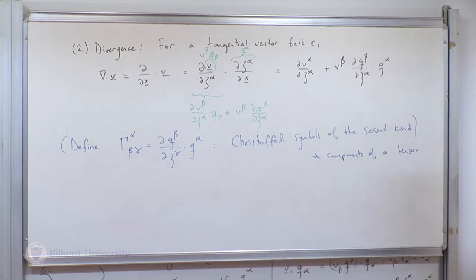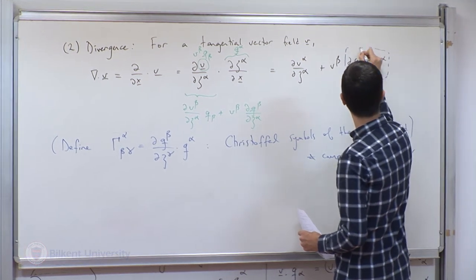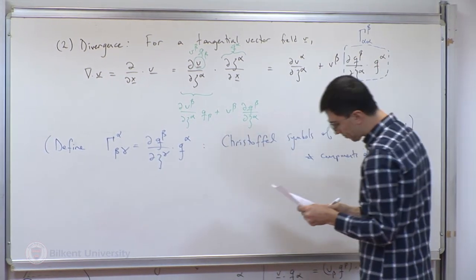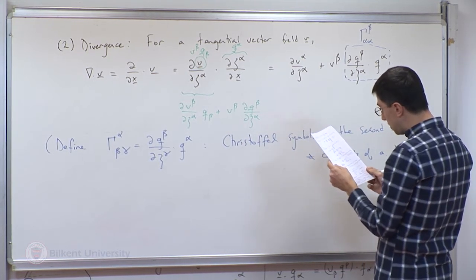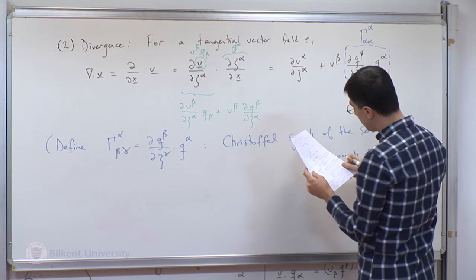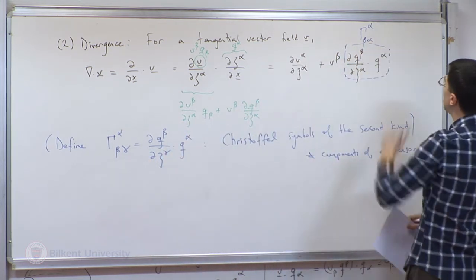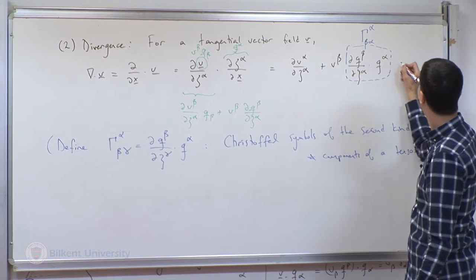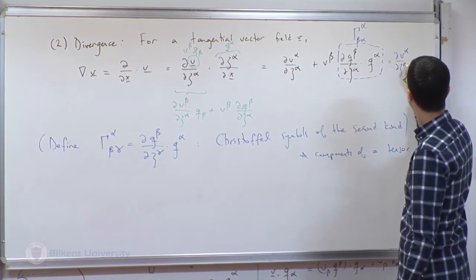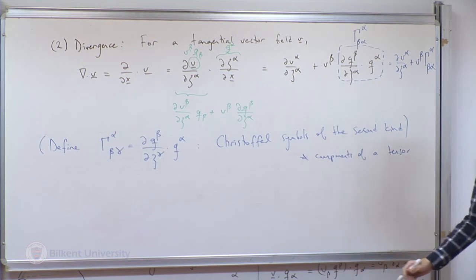Okay. But in any case, it is useful for us because now I can go and observe that the quantity that I have here is equal to precisely gamma, with indices α, β, α. Oops, sorry. Gamma, α β α. So β is there, right. Okay. And therefore, I have the whole thing equal to v^β Γ^α_βα.